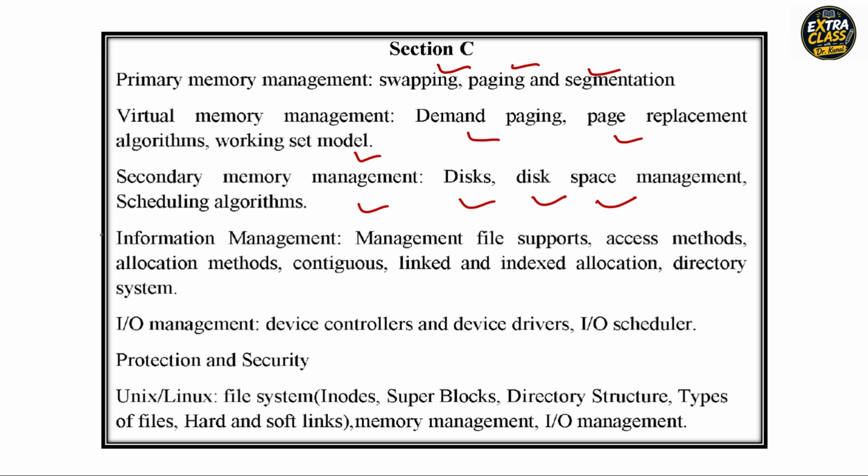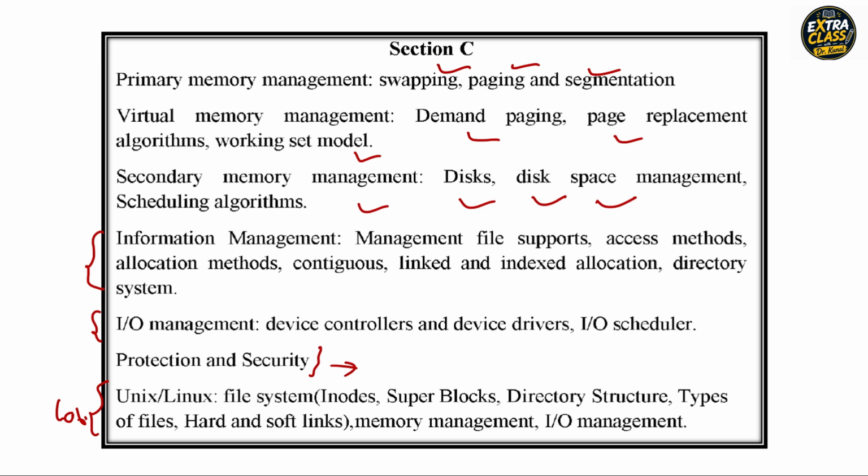And this is a theoretical part, like information management, file management, directory, index allocation. Here we will see numericals, but 90% it is theoretical. Then this is also theoretical: input output management, device driver, input output scheduler. Protection and security is also theory. And then again we have to discuss this in lab. This is part of the lab: what is a hard link, what is a soft link, what is the directory structure of the Linux Unix file system, memory management. So this we will discuss in lab.